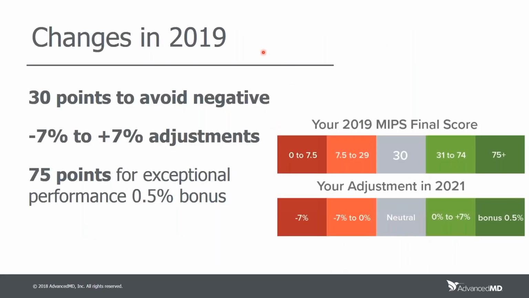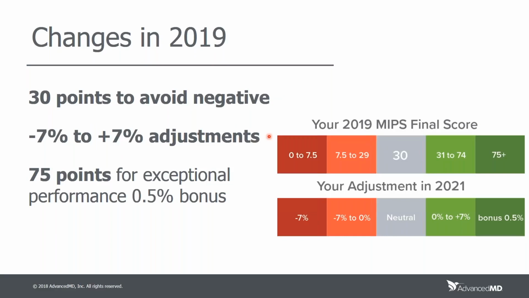So the biggest changes for 2019. You now need to have, for 2019, 30 points to avoid a negative. 2017, it was 3 points. 2018, it was 15 points. For 2019, it is 30 points. So no longer will you be able to do just one of the 4 categories. You're really going to need to up your game and participate in more if you are going to do just enough to avoid the negatives.